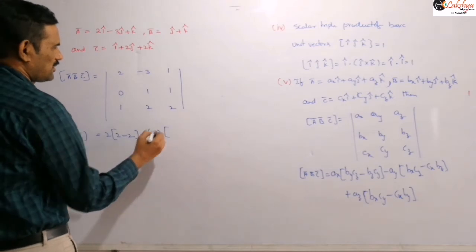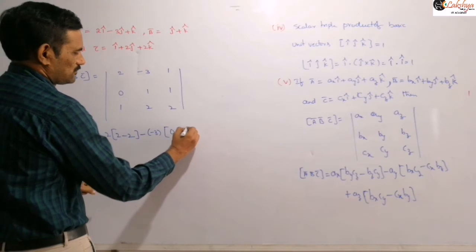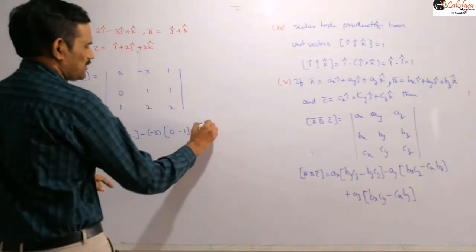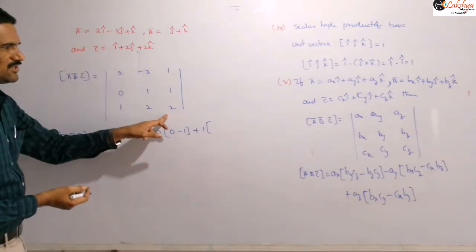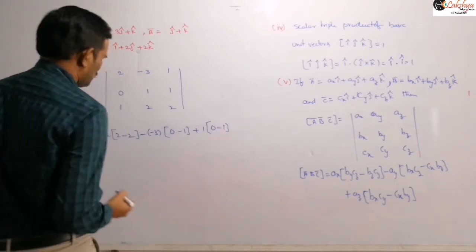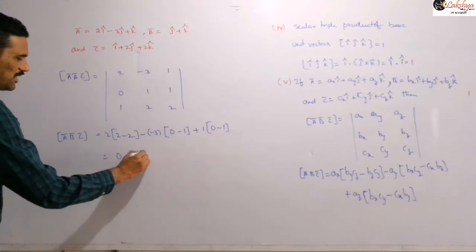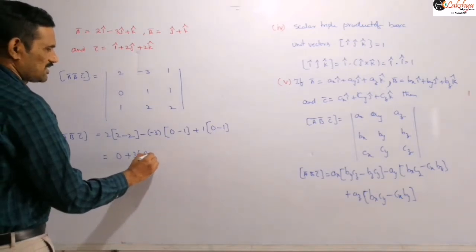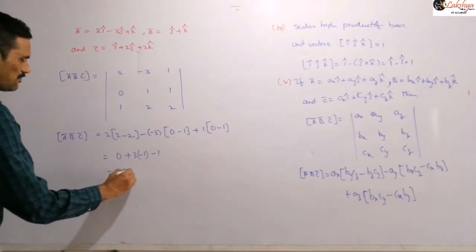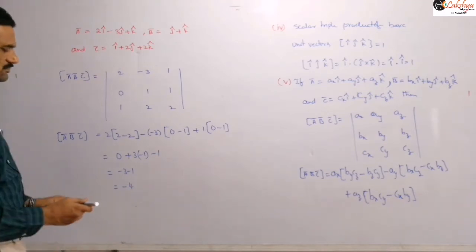So minus of minus 3 into, now we need to multiply these two, 0 and then minus 1, plus k cap. The k cap term here is 1. So 1 into, we need to neglect this column and this row. We need to multiply these two values, 0 minus 1. So now let us simplify this. This term is 0 plus 3 minus 1 and this is minus 1, right? And so therefore this value is minus 3 minus 1 we are getting, and therefore it is minus 4 we are getting here, right?